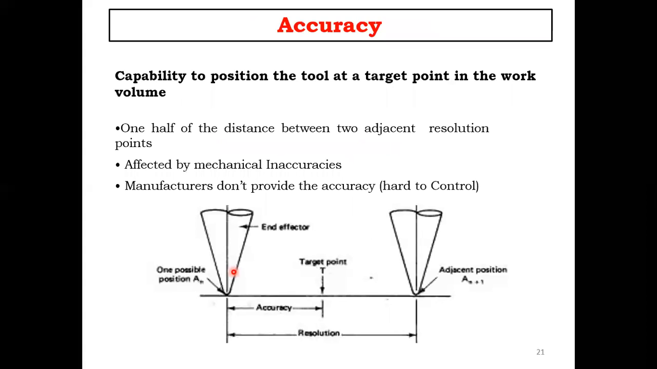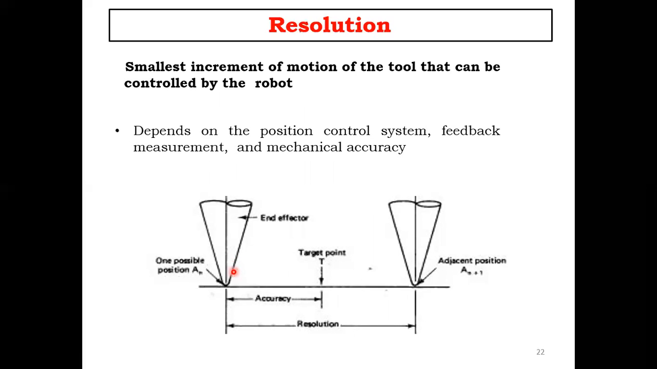Next, accuracy: the capability to position the tool at the target point in the work volume. One half of the distance between two adjacent resolution points is called accuracy. It is affected by mechanical inaccuracies. Manufacturers do not provide the accuracy or control it. This is a simple example accuracy diagram. Next is resolution: the smallest increment of motion of the tool that can be controlled by the robot. It depends on the position control system, feedback measurement, and mechanical accuracy.